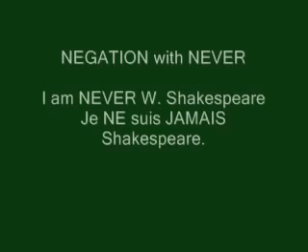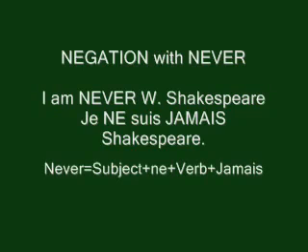Now, how do you say I am never William Shakespeare? I know this sentence might sound strange to you, but well, it's just an example, okay? And I'm showing how to use never. So, I am never William Shakespeare. The formula will be, again, subject plus ne plus verb plus jamais. Again, it will be je ne suis jamais William Shakespeare. It is the same thing as ne pas. All we did was replace pas with jamais.